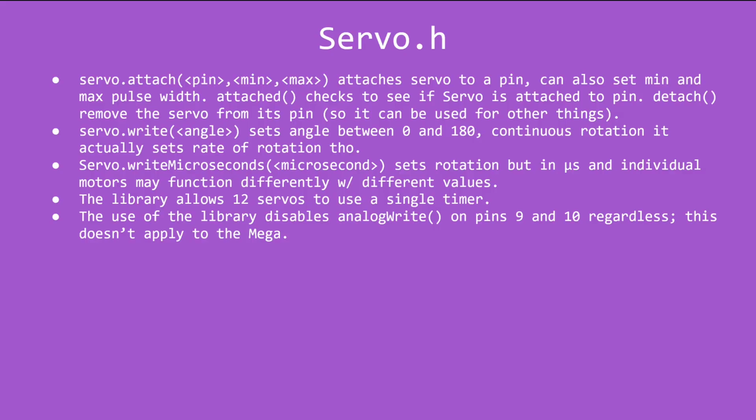The library technically allows up to 12 servos to use a single timer. This is going to be more feasible with things like the Mega. Also keep in mind the library disables analogWrite on pins 9 and 10, regardless if you're using those. Apparently this doesn't apply to the Mega. Some different dev boards, different rules for how this all works.